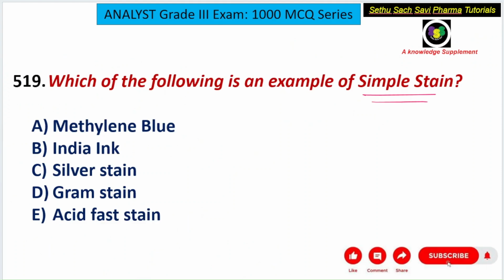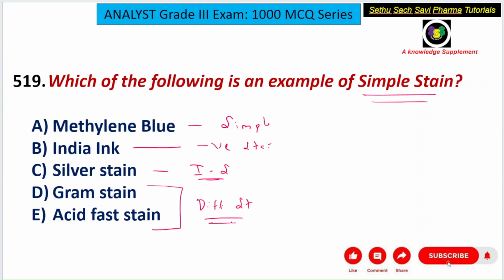So let's come back to our question: which of the following is a simple stain? The answer is methylene blue. That is simple. India ink is an example of a negative stain. Silver stain is an example of impregnation staining. Gram stain and acid fast staining are examples of differential staining. So the correct answer for this question is choice A, methylene blue.